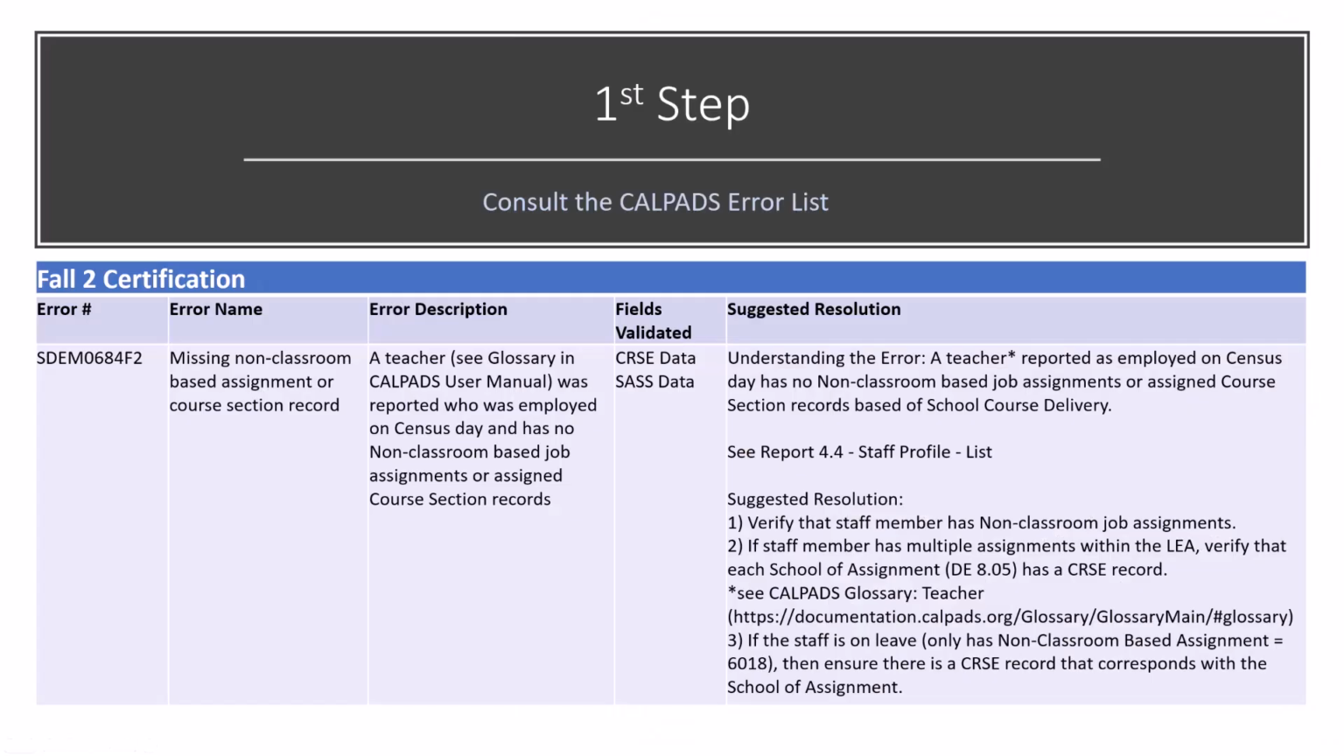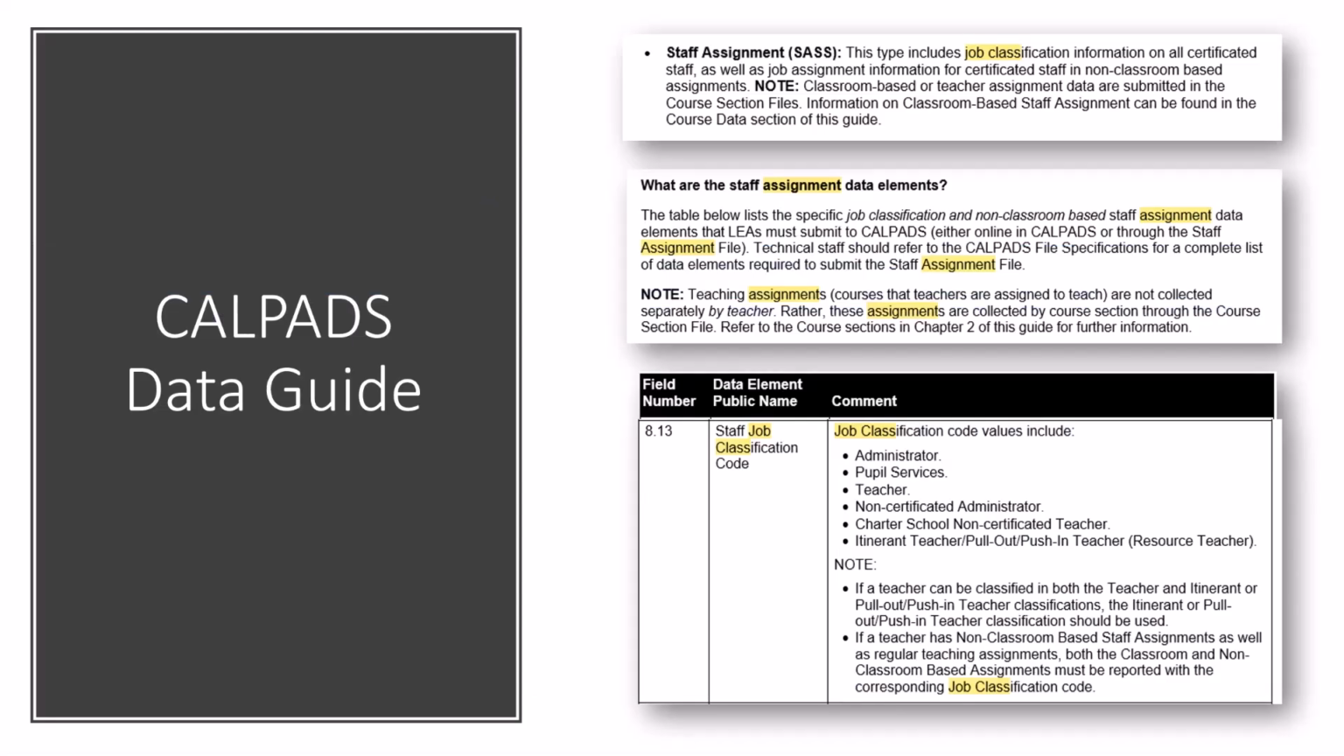And so when we go back to the error list and we see that it's identifying the teacher, that's going to be based on the job classification code. Teacher is based on the job classification code 12, 26, or 27. A teaching assignment, or the assignment, if it's not a non-classroom based assignment, will be a course record. And that's where you might find the course at the school of assignment. If we know what CalPADS expects, we can identify the source of the error and make the resolution.